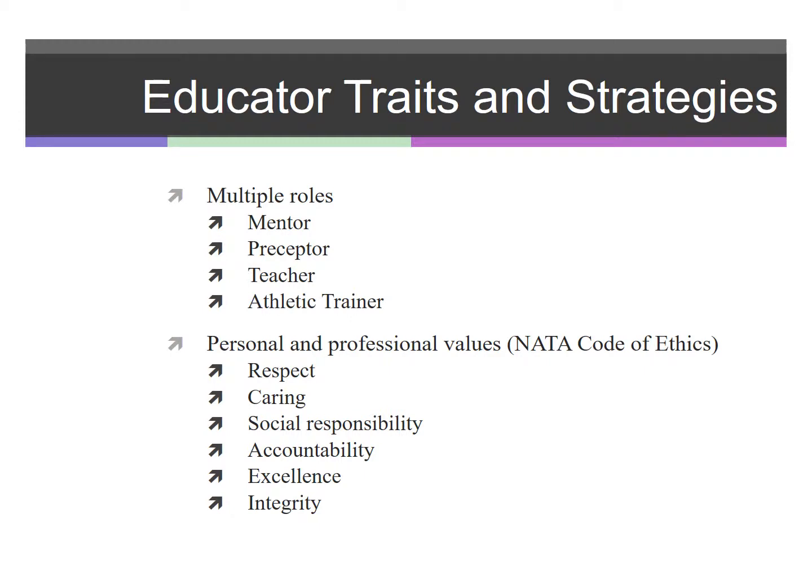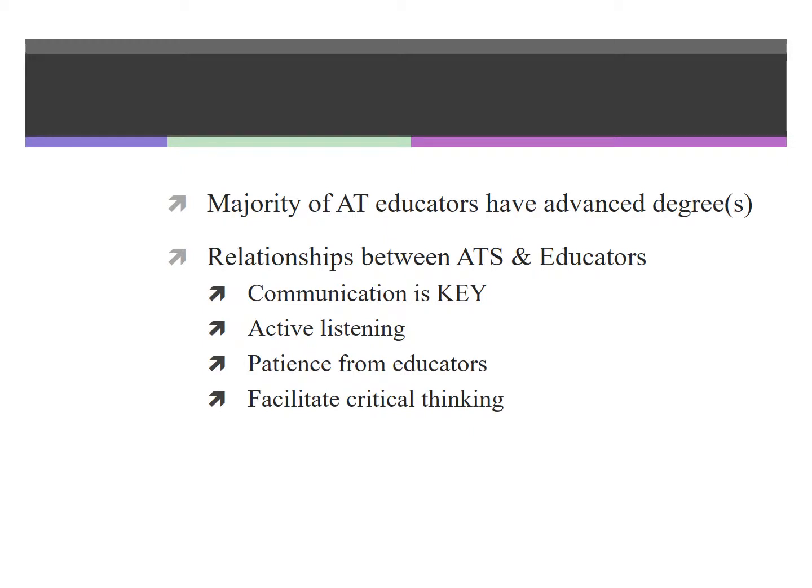Some of the educator traits and strategies that were found in research include the educators have multiple roles, including mentor, preceptor, teacher, and athletic trainer. And they also have various personal and professional values. Respect, caring, social responsibility, accountability, excellence, and integrity were some of the main values found in research. The majority of athletic training educators do have advanced degrees past their bachelor's degree.